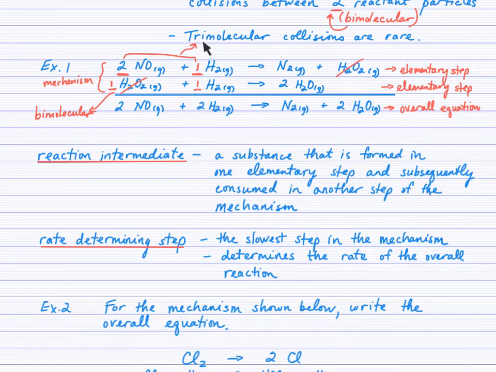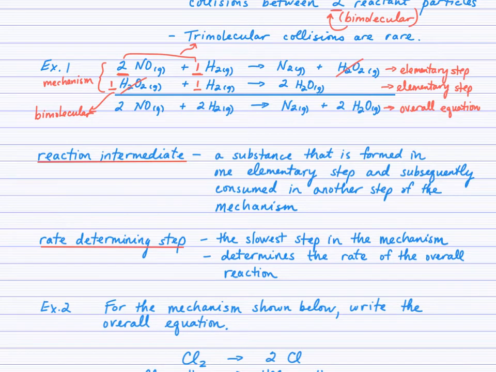Now, I mentioned the trimolecular collisions here would be rare, and so this first step is going to be very slow. The rate determining step is the slowest step in the mechanism. So how fast will these reactants convert to products? Well, it's going to entirely depend on the rate of the slowest step in the mechanism. So the rate of this elementary step, the first one, will determine the rate of the overall reaction. Okay, now that's a significant statement here.